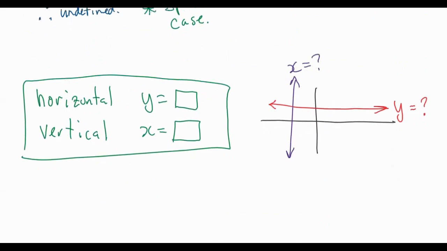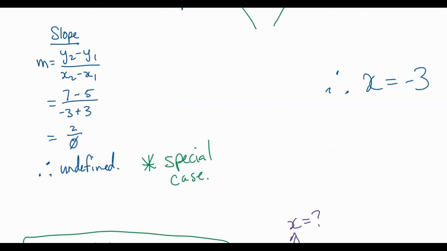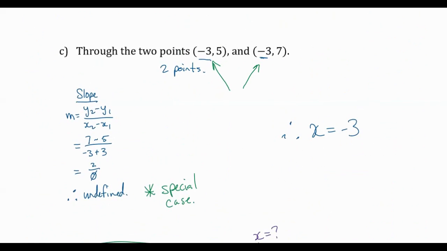Be mindful of the special case. I'm going to go back up and revisit this one, and you could do this one the same way. So I've got -3, 5. And -3, 7. And I've got a vertical line going through them, touching the x-axis. So it's x equals -3. And again, if you were supposed to put it in standard form, you're supposed to move that over. Any questions?